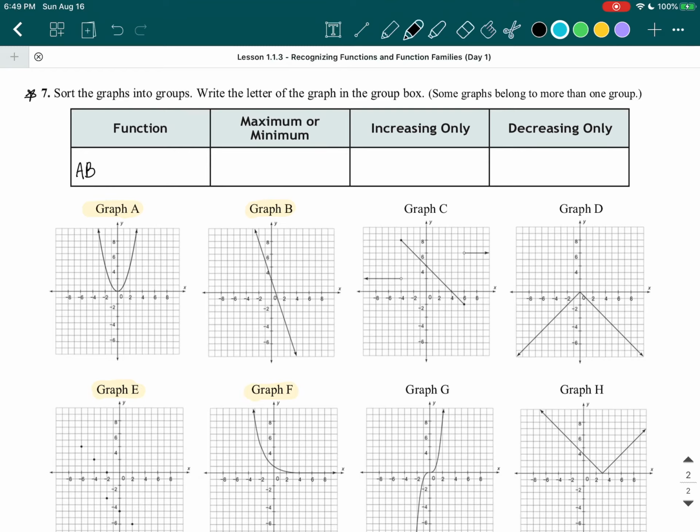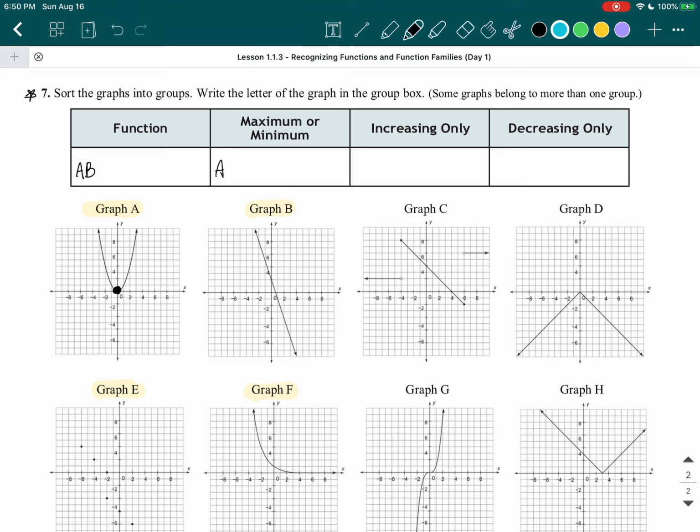Now let's take a look at graph A and B to see if they have a maximum or minimum. Let's start with graph A. So are there any bendy areas in graph A? A point that's lower than everything else? A point that's higher than anything else? Let's take a look. I see this point in graph A. This point is lower than everything else. It is an absolute minimum, which means we can put A into that box because it has an absolute minimum.